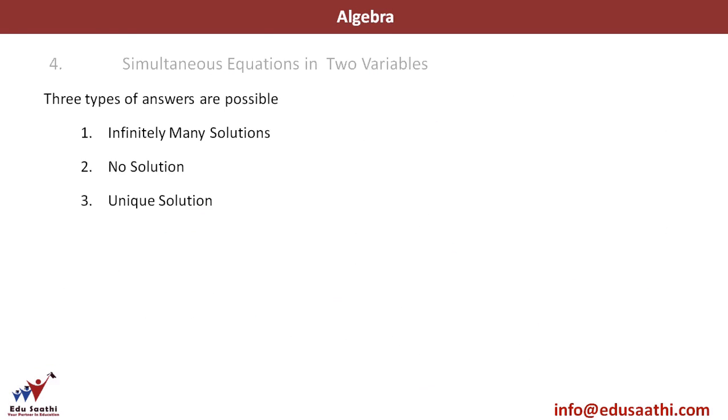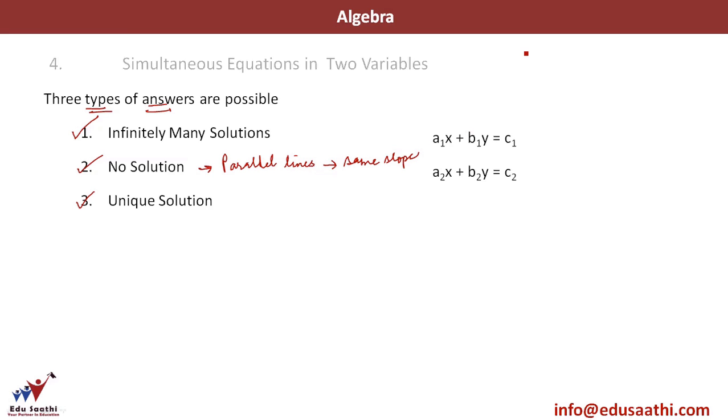So if you look at two lines simultaneously, there are three types of answers possible: infinitely many solutions, no solution, and unique solution. We have already discussed the case of no solution, when the lines are parallel lines. Parallel lines are lines which have the same slope. So let's look at the two lines: a1x plus b1y equal to c1 and a2x plus b2y equal to c2. Now these two lines can be parallel. When will they be parallel? When the slope is the same.